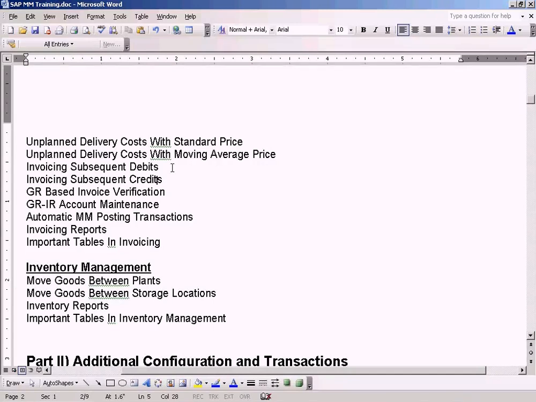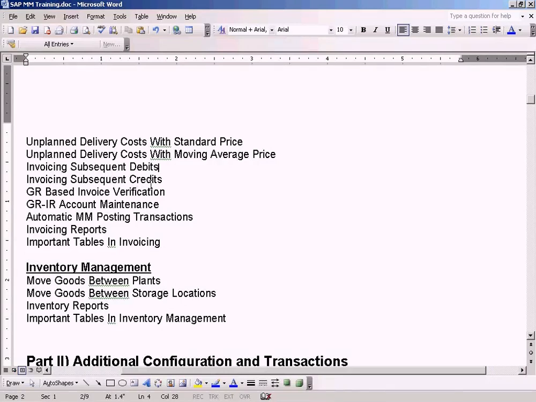So it will be regarded as a correction to reduce our owing to the vendor. Okay, one important thing to remember is that when we post subsequent debits or subsequent credits, there will not be any quantity update in the material.